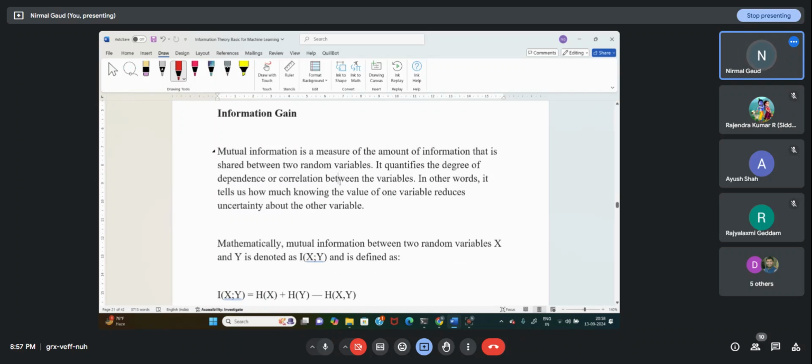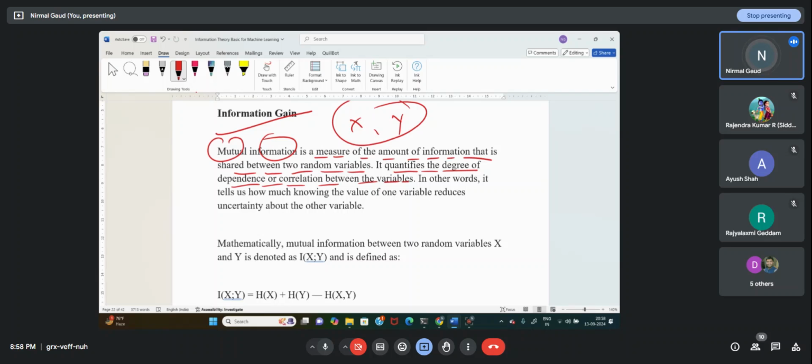Okay, so now let me talk more about this in terms of what we are learning currently. Information gain is also called mutual information. Mutual information is the measure of the amount of information that is shared between two random variables. Mutual means how two random variables are sharing the information. It quantifies the degree of dependence or the correlation between the variables. There must be dependency between the variables, then only they will share the information. Else, why would they share?